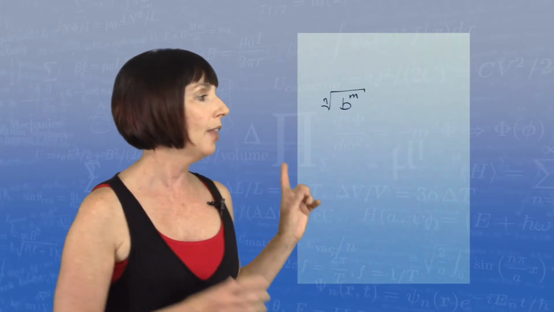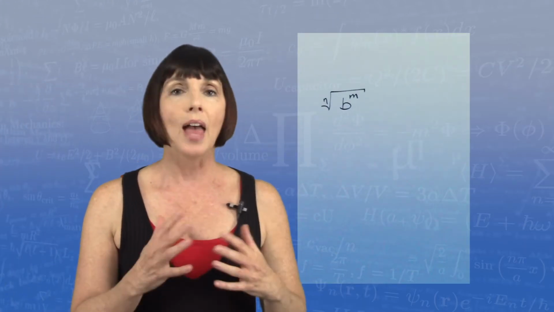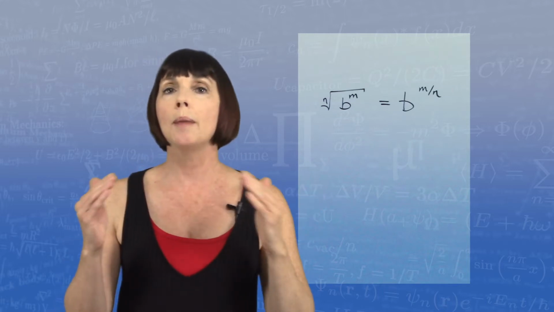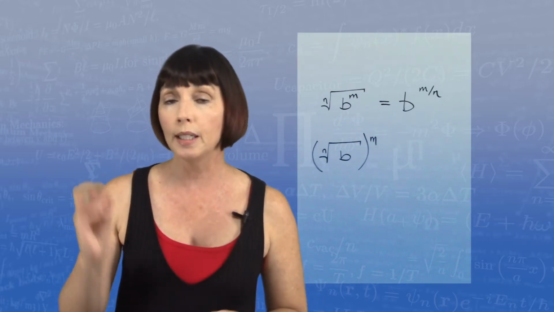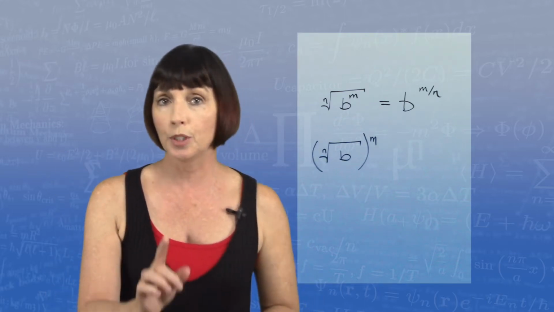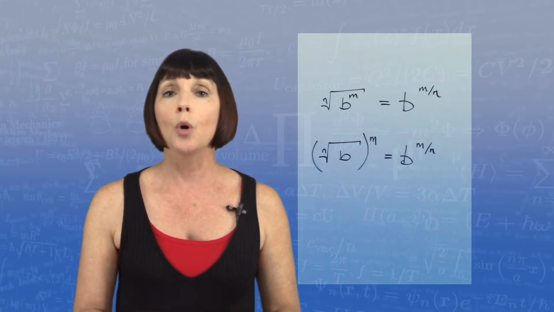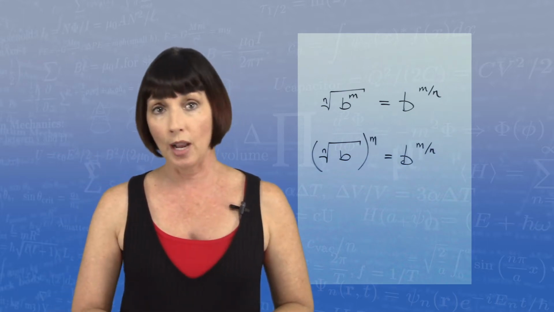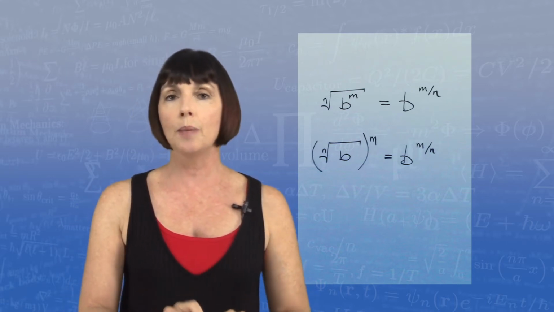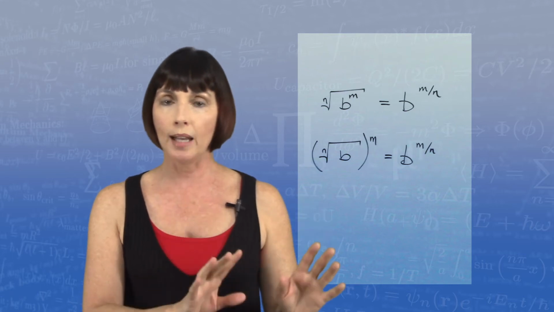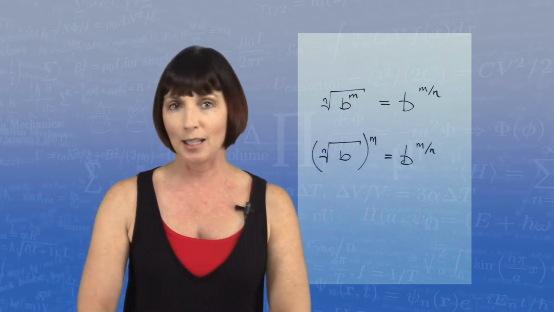Let's make sure it's clear how to go back and forth between a radical expression and an expression with a rational exponent. So if I have the nth root of b to the power of m, that is equal to b to the power of m over n. And if I have the nth root of b and that whole quantity raised to the power of m, that's also equal to b to the power of m over n. So your power goes in the numerator of your exponent, and your root goes in the denominator of your exponent. And as long as you keep that straight, you can go back and forth between a radical expression and an expression with a rational exponent.